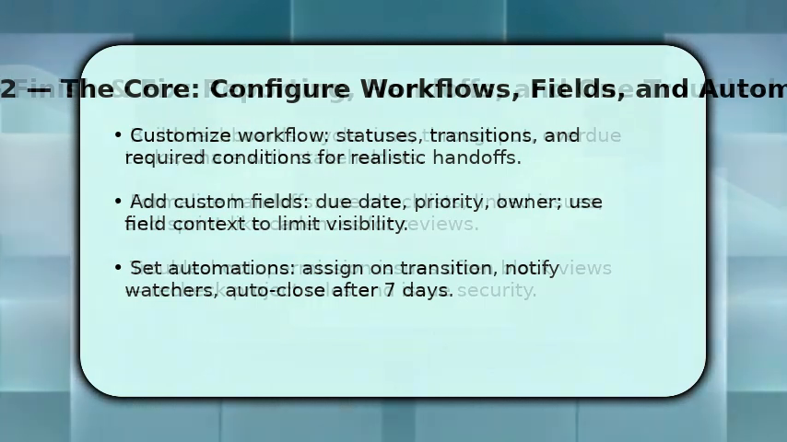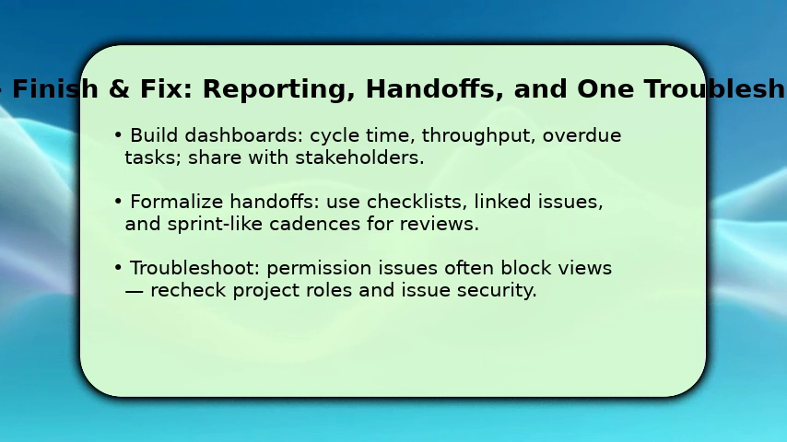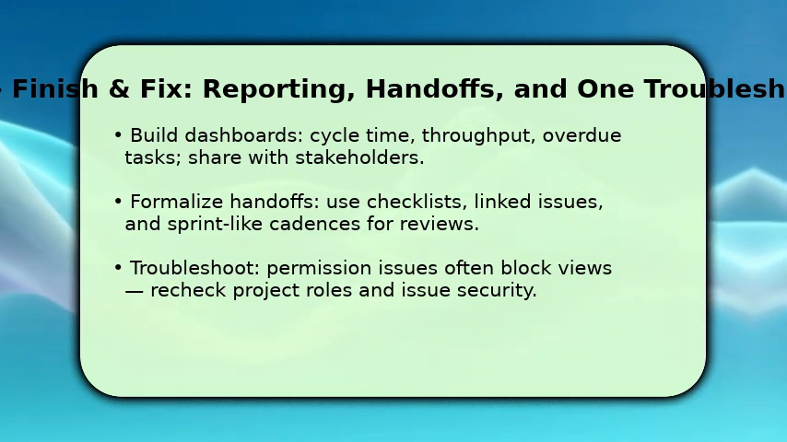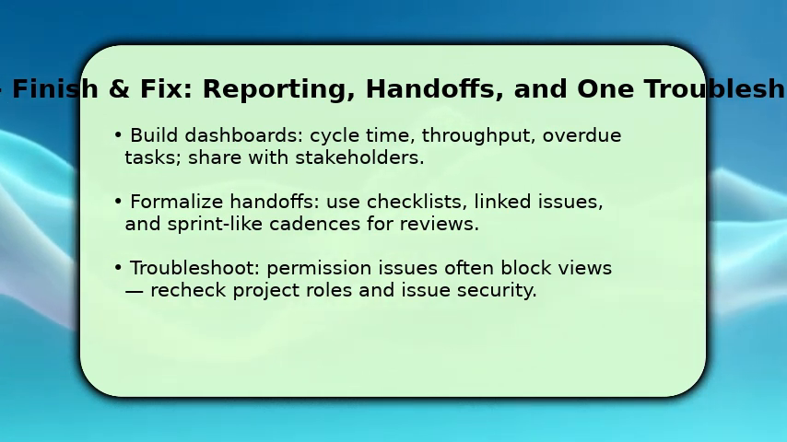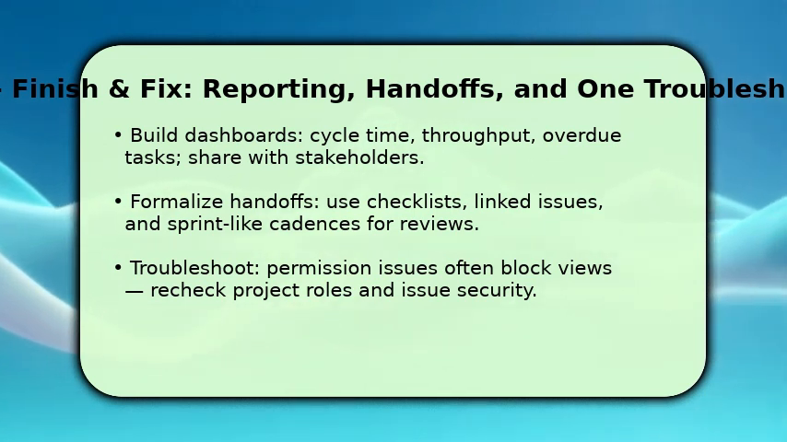You finish by creating dashboards and reports that surface cycle time, throughput, and overdue tasks so stakeholders see progress. Make handoffs explicit, add checklists, link blocking issues, and schedule regular review cadences to close loops. Then archive completed tasks and tidy fields to prevent clutter.